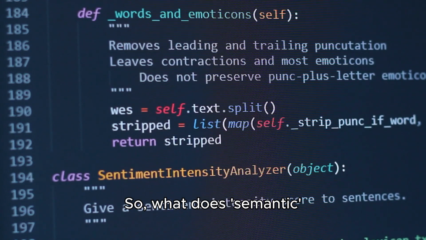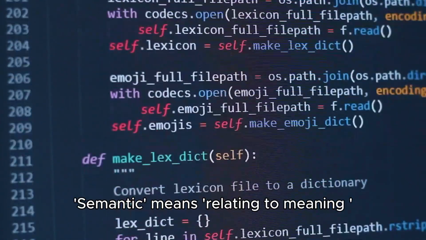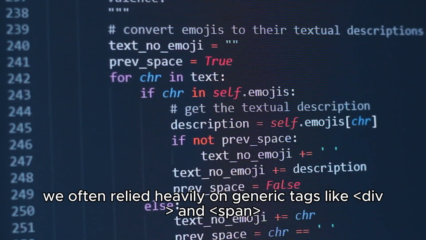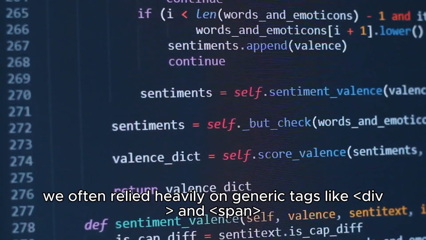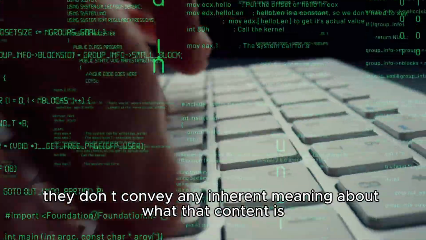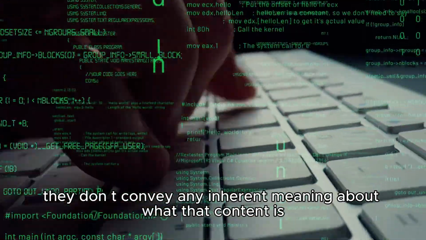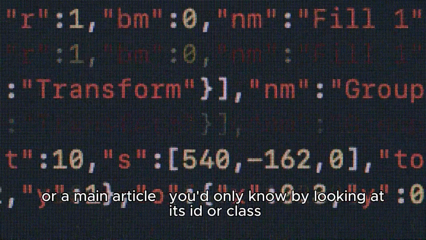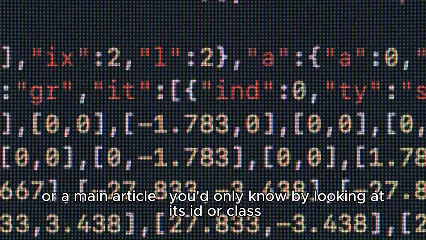So, what does semantic mean? In the context of HTML, semantic means relating to meaning. Up until now, we often relied heavily on generic tags like <div> and <span>. While these are useful for grouping content for styling, they don't convey any inherent meaning about what that content is. A <div> could be a header, a footer, or a main article. You'd only know by looking at its ID or class.